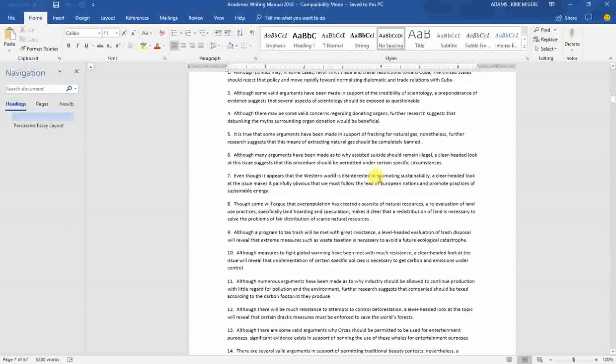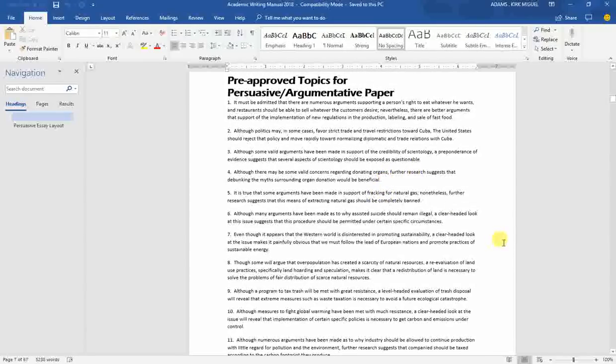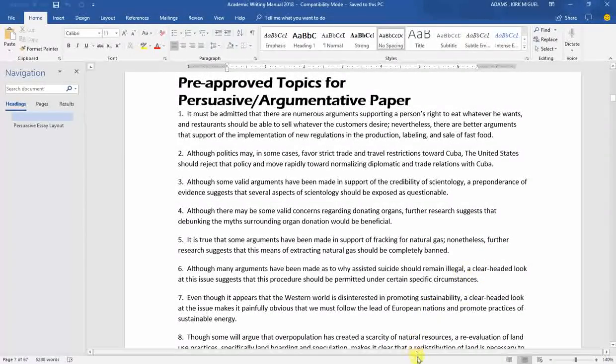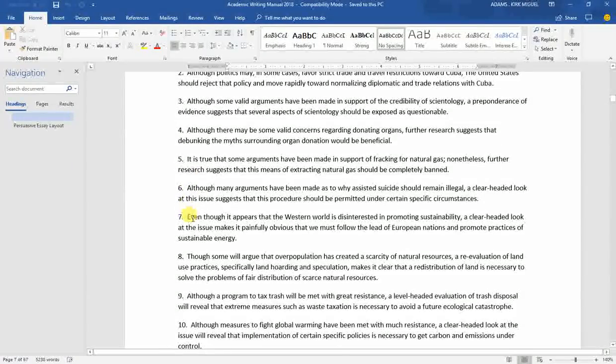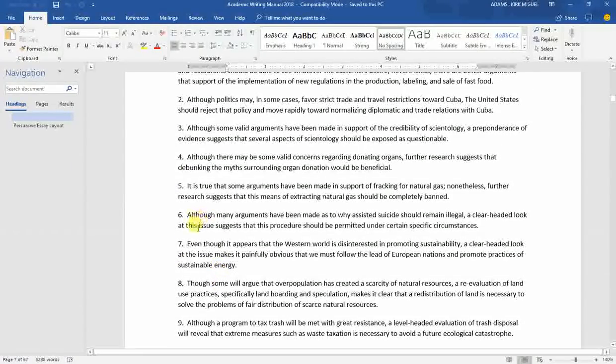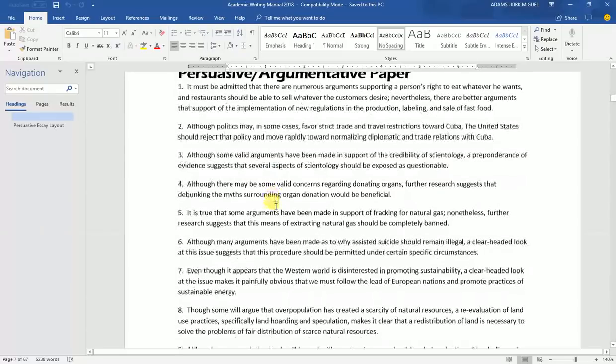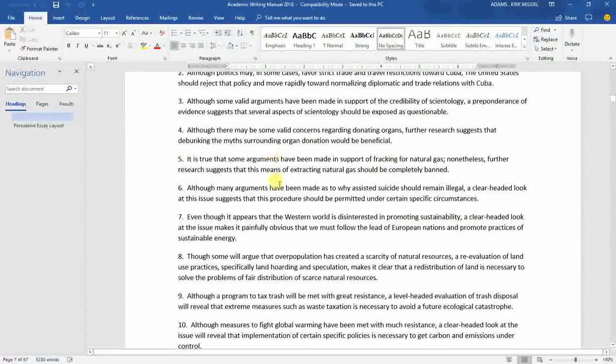If you go to pages 6, 7, and 8, you can see some of these pre-approved topics, and these are the topics that we're going to be working with for our papers that we begin in second partial. For simplicity's sake, almost every one of these begins with an although or an even though. You can see some exceptions. For example, here in number 1, we begin with it must be admitted that. And number 5, it is true that.